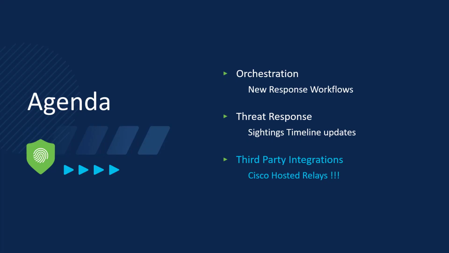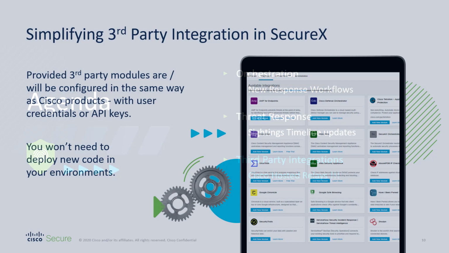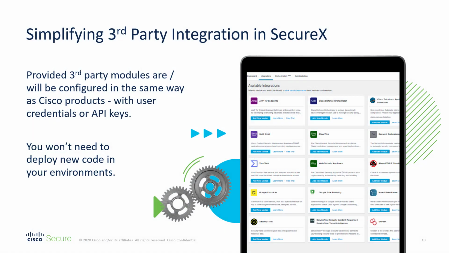And the third and final thing on the list that we're going to talk about is third-party integrations and the Cisco hosting of supported relay servers. And to explain why this is a big deal, we're going to have to go into a little bit of theory, but the purpose is that we are simplifying the deployment of third-party integrations in SecureX for those third-party integrations that are officially supported. So the third-party modules that are provided for you are going to be configured, and many of them are already configured, in the same way as you would any Cisco product.